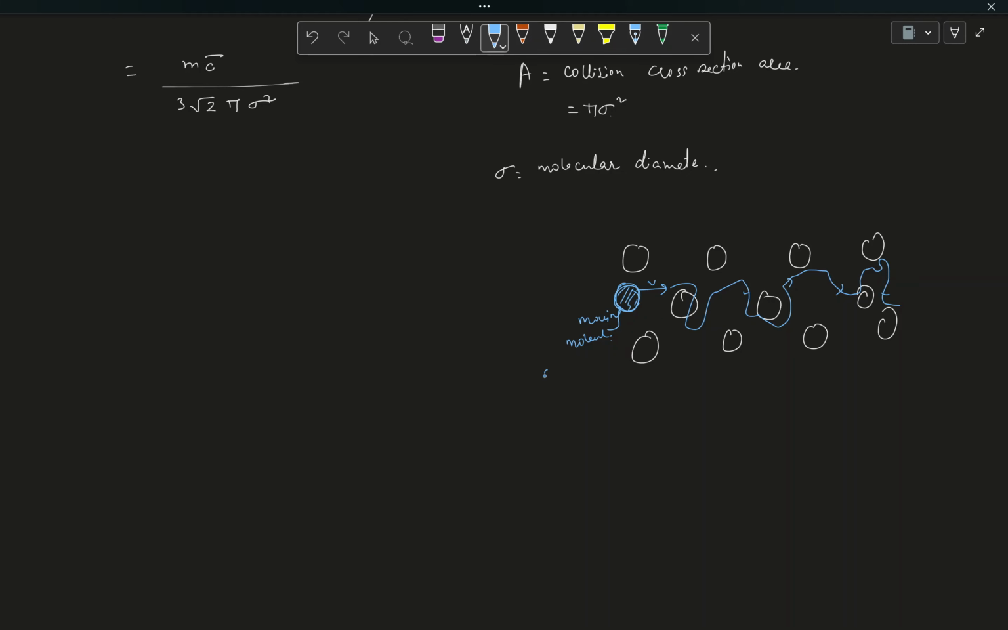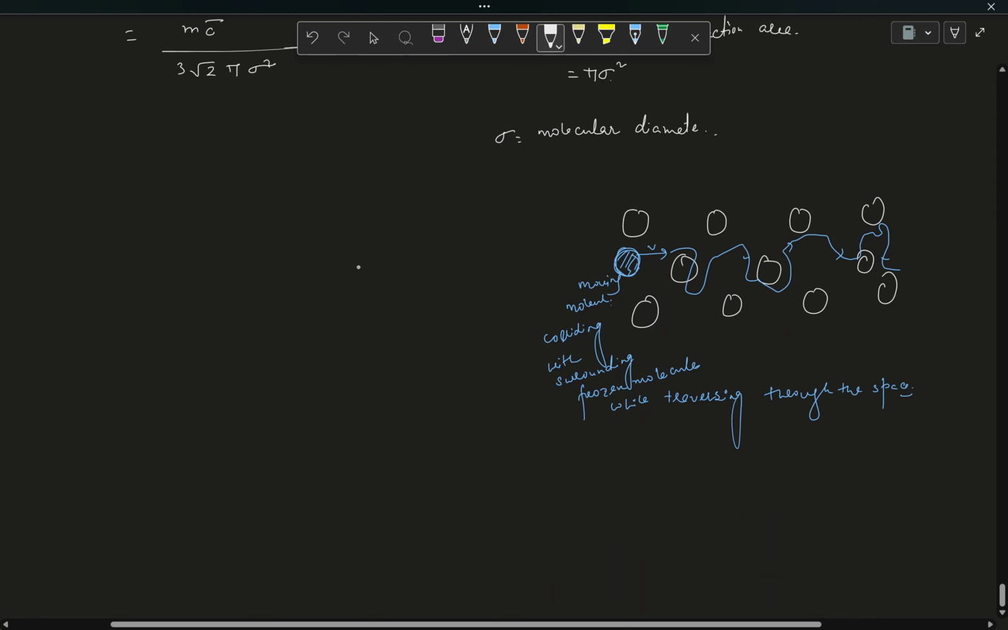So this is the moving molecule colliding with surrounding frozen molecules while traversing through the space.